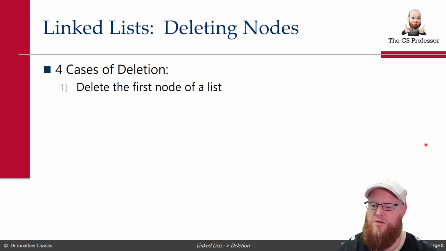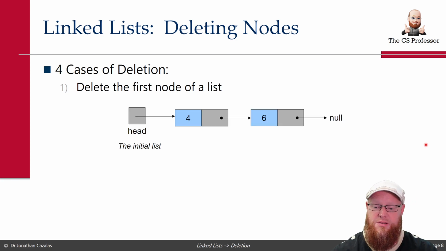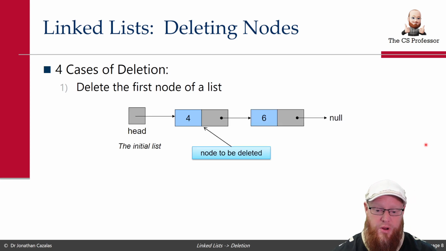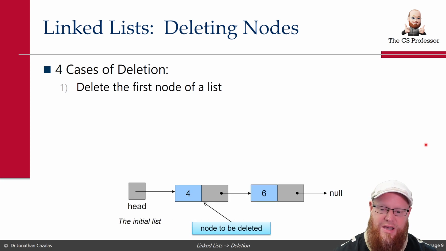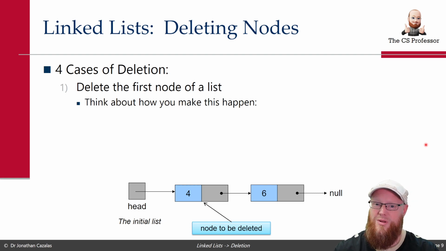Here's some pictures of each of those. Deleting the first node of the list. Imagine we wanted to delete this 4 here. That's the node we're deleting. This is the result. Super, super exciting. And here is some more details. How do we make that happen, right?